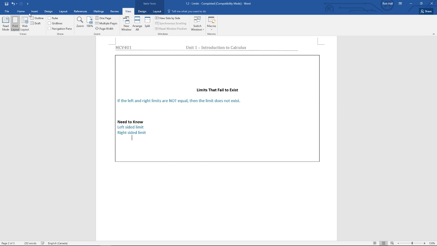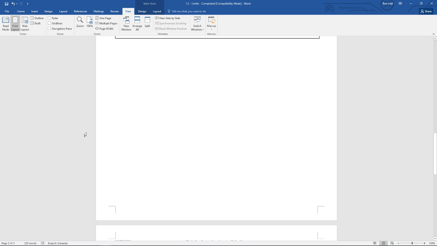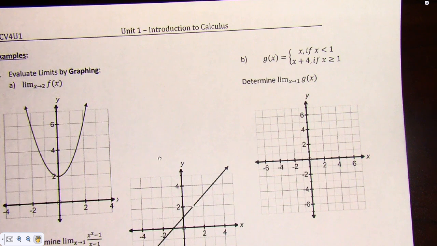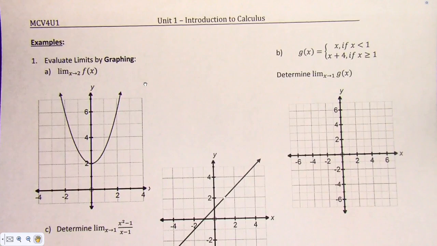So what you need to know then is what the left-sided limit and the right-sided limit are actually equal to, in order to be able to calculate the limit. And as I say, that'll make a little bit more sense once I do some examples here. So I'm going to pop over to the camera here. We're going to take a look at these examples.